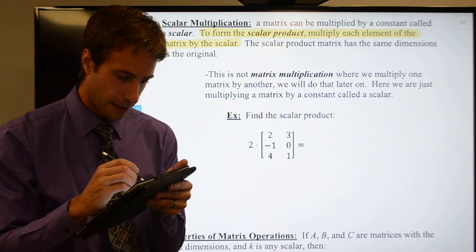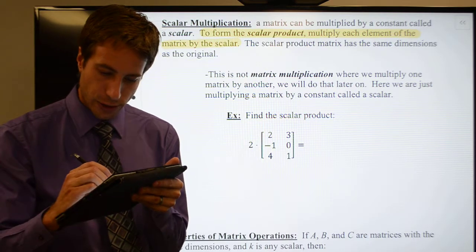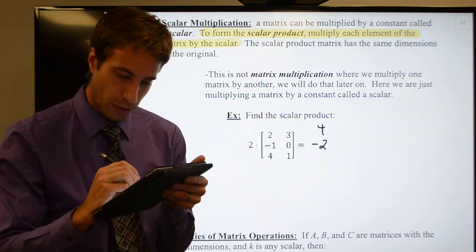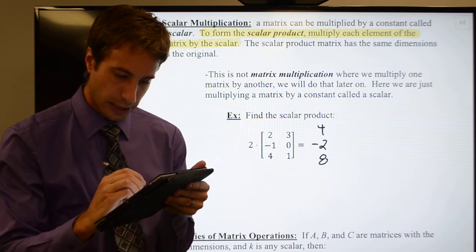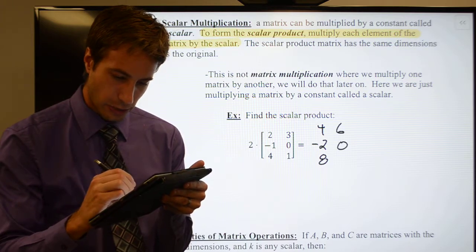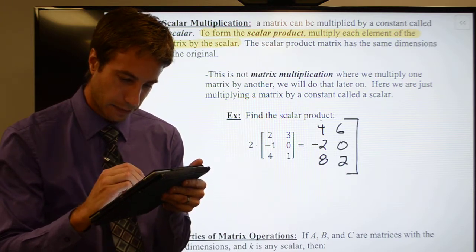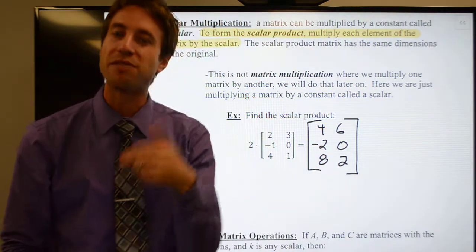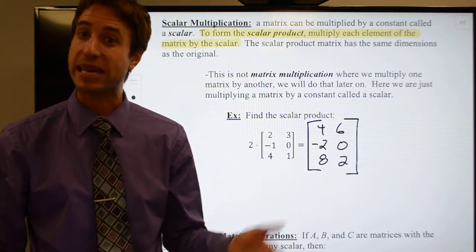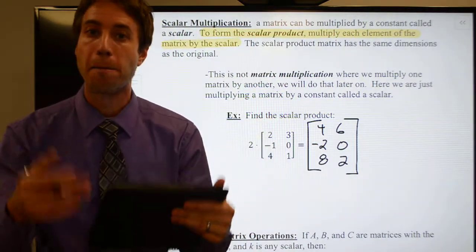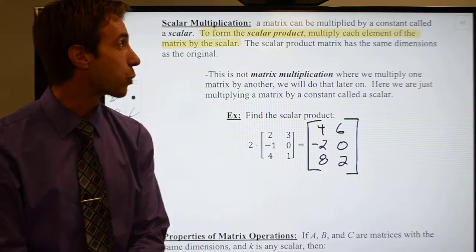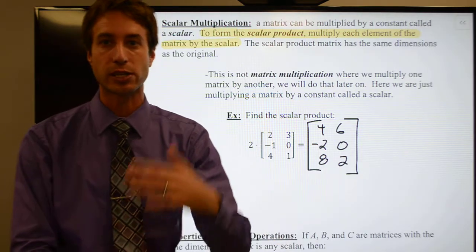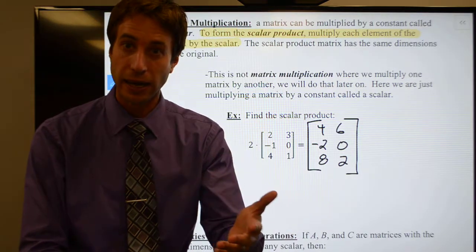Apologize, that's my highlighter again. 2 times 2 would be 4. 2 times a negative 1, negative 2. 2 times a 4 would be 8. 2 times 3, 6. 2 times 0 is 0, and 2 times 1 would be 2. And what I've got here is my scalar product. I have a matrix where the magnitude of each of the elements is twice as big as it used to be. It has been scaled by a factor of 2. That's why we call it scalar multiplication. You're just going to be multiplying every element in the matrix by a number, by a scalar.